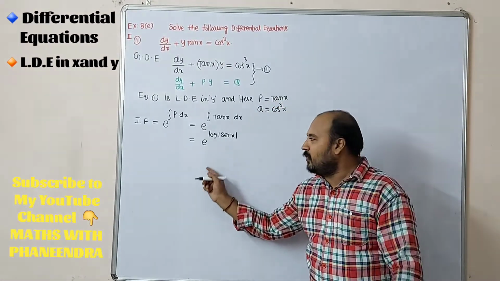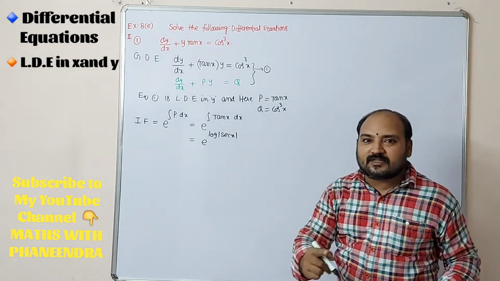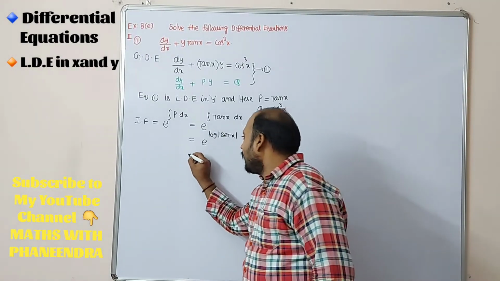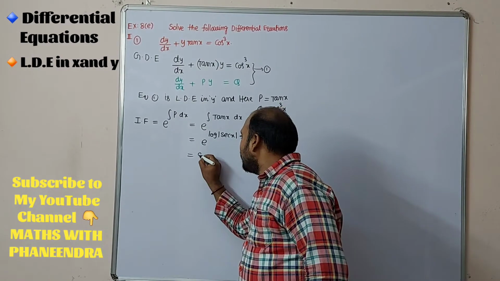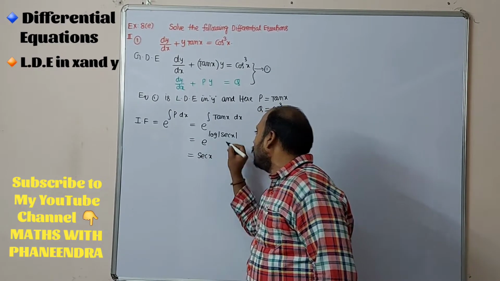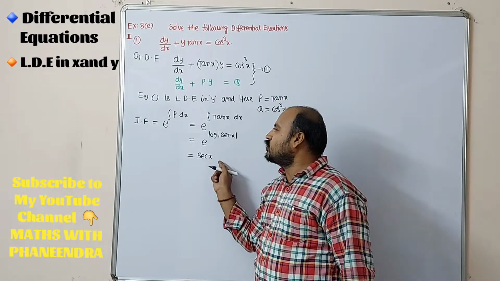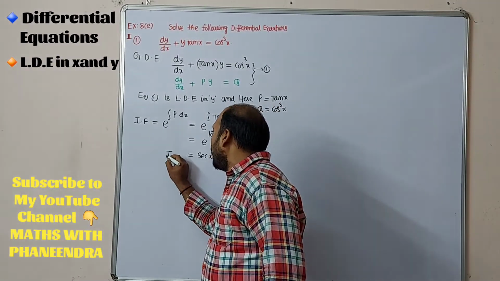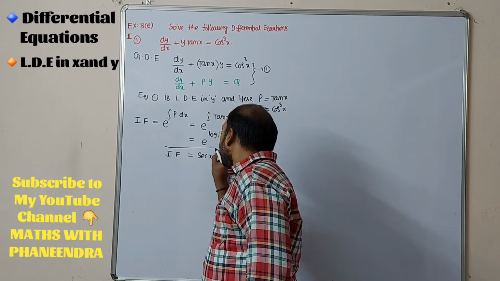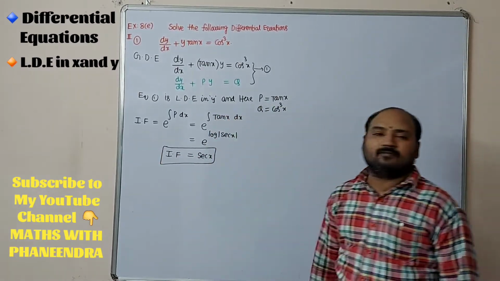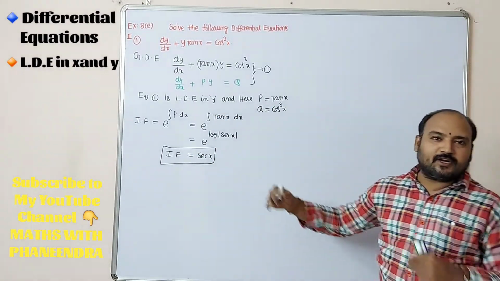In the previous problem, e power log f of x we discussed as f of x. So, e power log secant x is secant x. You remove that mod and write it as logarithmic, depending on positive values. So, the integrating factor is equal to secant x. Till here, you understand now?